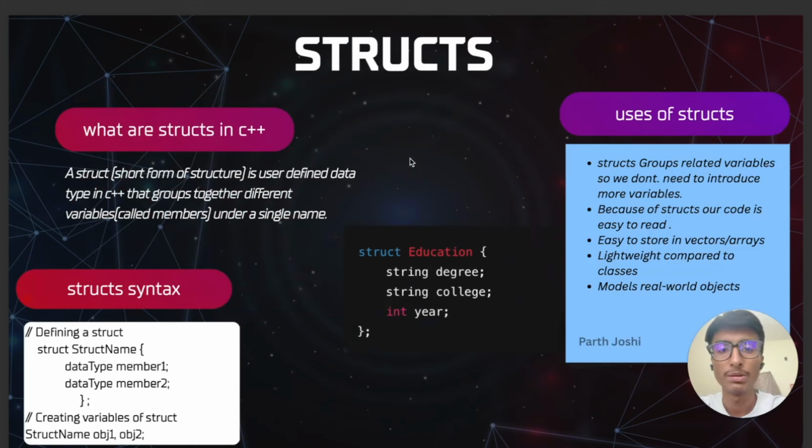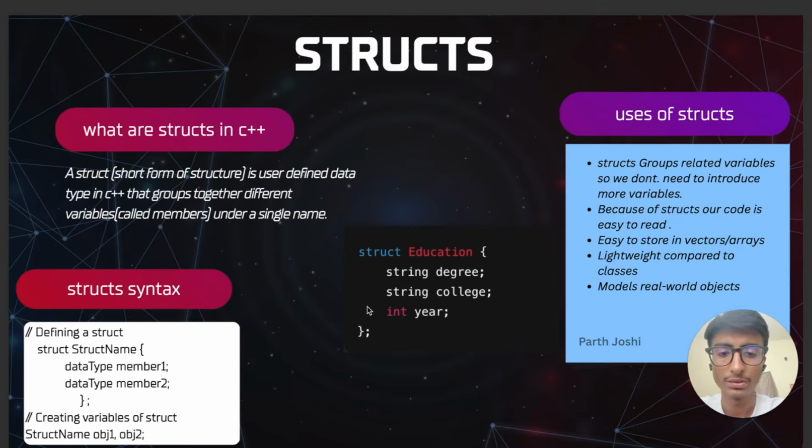Firstly, the first concept I used is structs, or structures. A struct in C++ is a user-defined data type that allows us to group related variables under a single name. This makes our code much more organized and readable. In my project, I use a struct to store education details such as degree, college name, and passing year. Instead of creating multiple separate variables for each piece of information, I simply create a struct called Education and store everything inside it. This is the example I used in my code. This makes storing and managing multiple entries much easier.